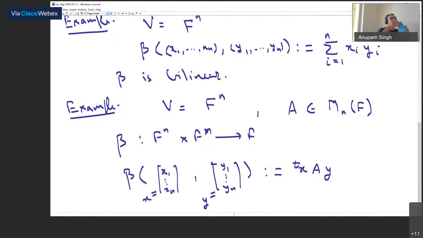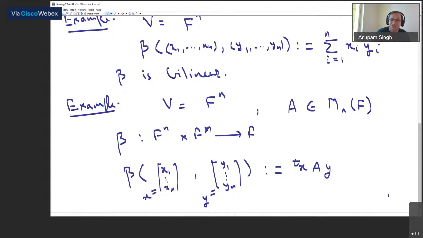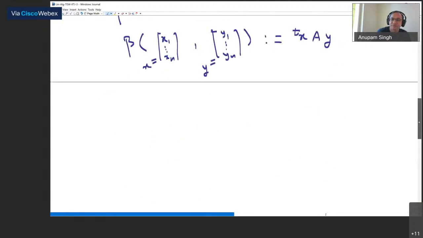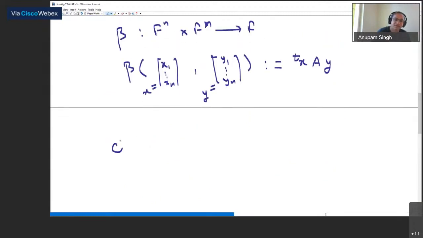So this is how I define this map beta. And it's a simple exercise to check that this is actually a bilinear map. Check that beta is bilinear. And given any matrix, I can define a bilinear map this way.